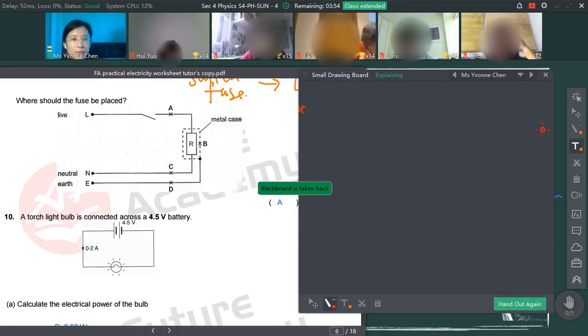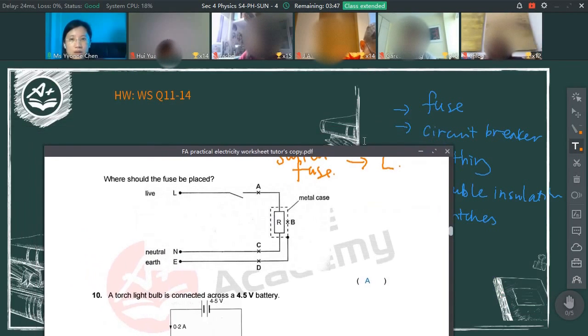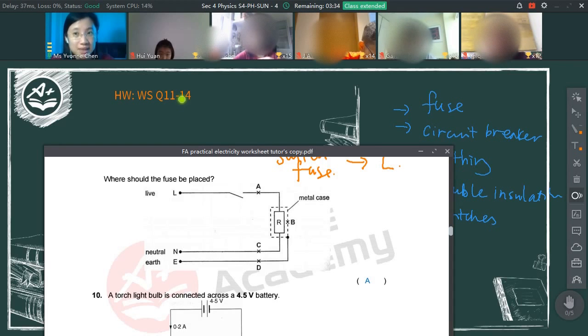Okay, class, I'll clap back the drawing board. I'm going to do a quick lesson summary with you now. Today's homework, we are going to do this worksheet question 11 to question 14. Based on your feedback just now, physics work is okay during the home-based learning period. But for set 4, let's work slightly harder. So I'll say 4 questions are very reasonable for the whole week of physics. You just do 4 questions.